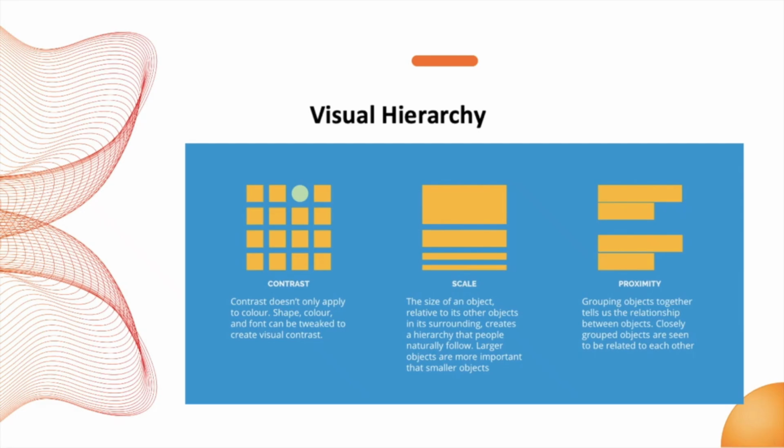Scale is also something that makes the elements appear different. So basically making a thing bigger or smaller in size just separates it from the rest of the screen, and larger objects are more important than smaller objects. So basically we are just trying to show that you can focus more on larger objects as they are more important and smaller ones are less important. So this is what we try to convey to the users using scale.